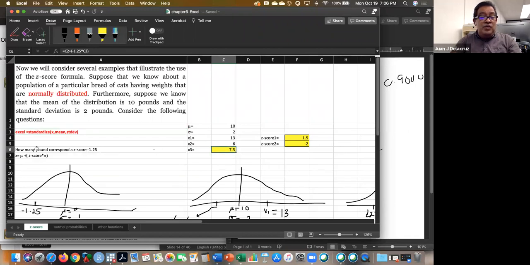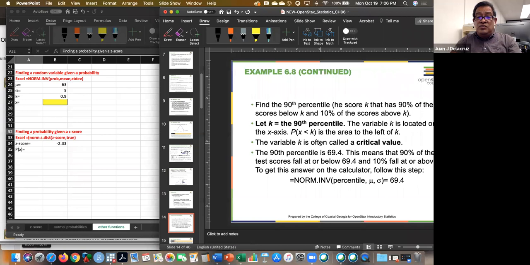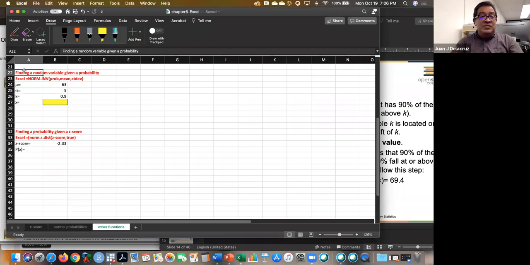So we found that using this, if I have a mu, sigma, and the Z-score, I can find the value, but I can also do it in Excel. If I have the probability, the standard deviation, and the mean, basically this is what we are doing.